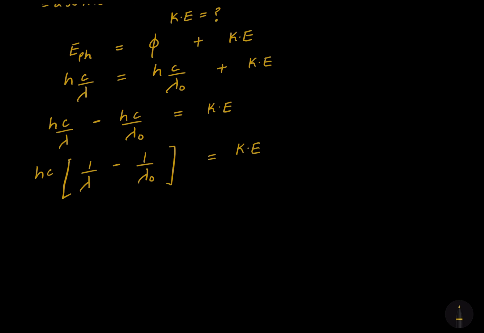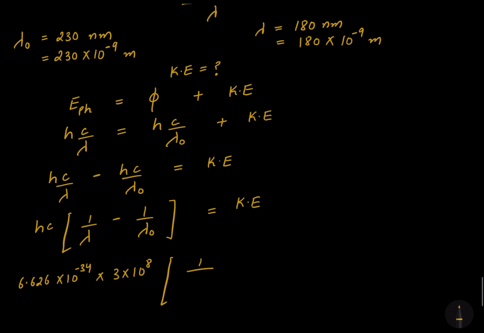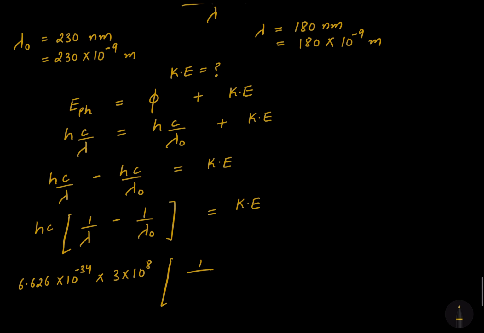First of all, what is the value of h? Planck's constant. It's 6.626 into 10 to the power minus 34. What's the value of c? It's 3 into 10 raised to power 8. Now, what's the value of wavelength of the photon? It's 180 into 10 to the power minus 9. And what's the threshold wavelength given in the question? It's 230 nanometer, means 230 into 10 to the power minus 9. It is equal to the kinetic energy.